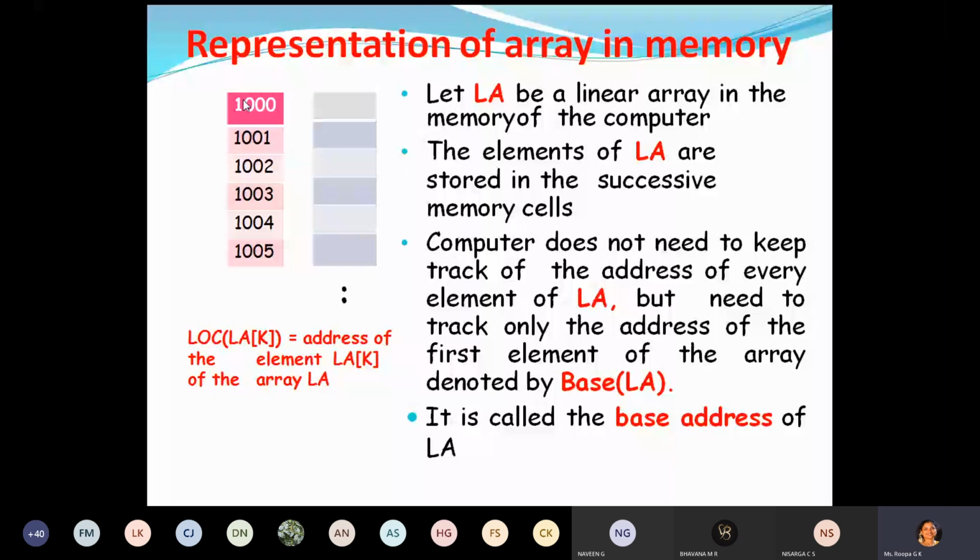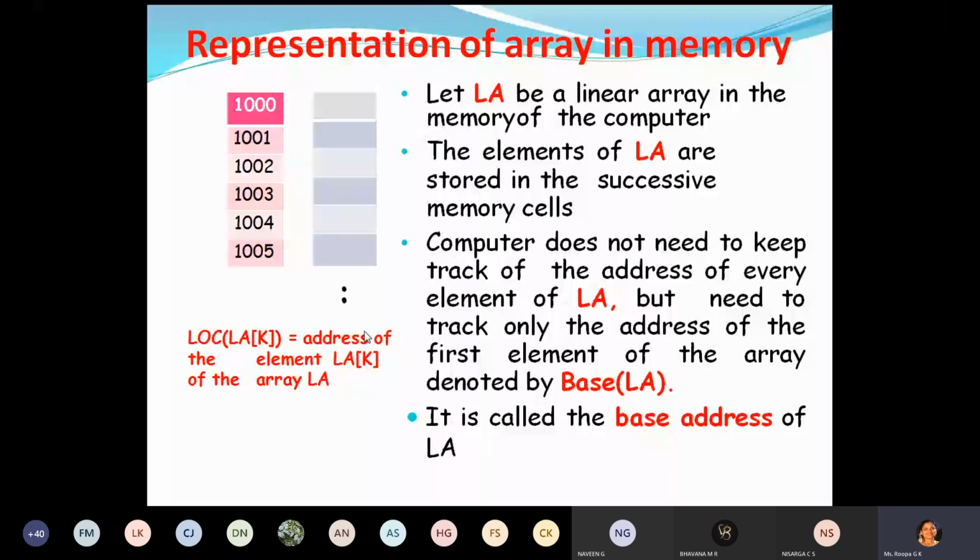If you have this much data, we can calculate the location of LA of K. K means the index, maybe the first one, or the second or third. What is this? The address of the element LA of K of the array. We can find out the address of any element of the array, if we have the base address and know which element we need to find out.